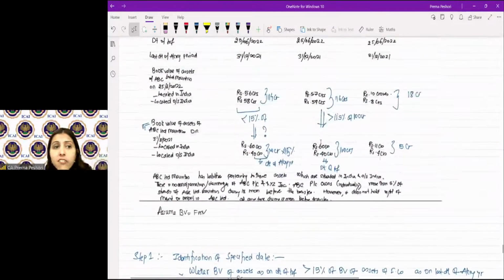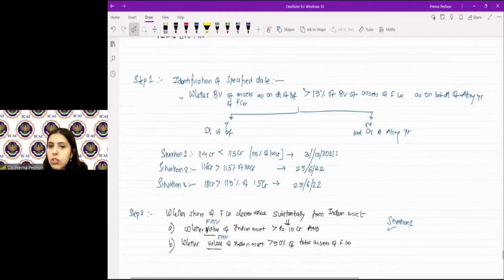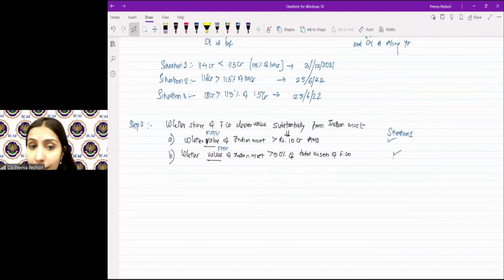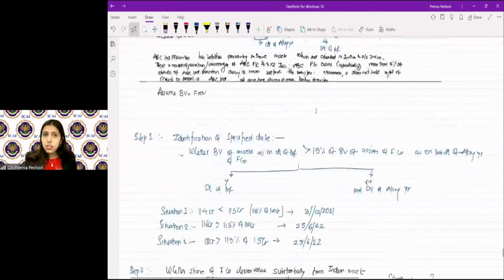Then whether the value of the Indian assets is more than 50% of the value of the total assets of the foreign company. Total assets are 100 crores, 50% of that is 50. Value of the Indian asset is 60 crores. So yes, satisfaction of both the conditions is there. So income will be deemed to accrue or arise in India. The share of the foreign company will be deemed to be situated in India. And therefore, the transfer of the shares of a capital asset situated in India is deemed to accrue or arise in India. So here, indirect transfer is satisfied.